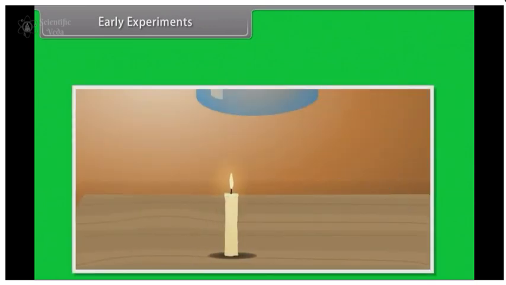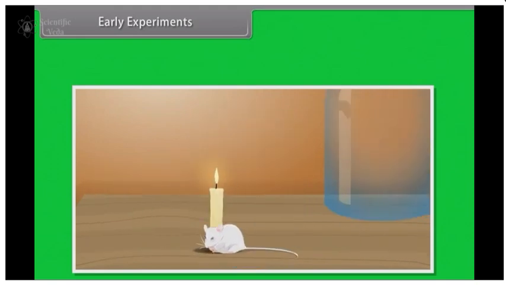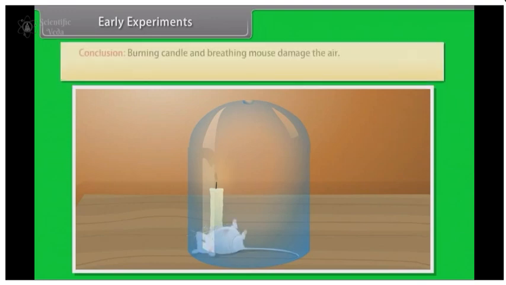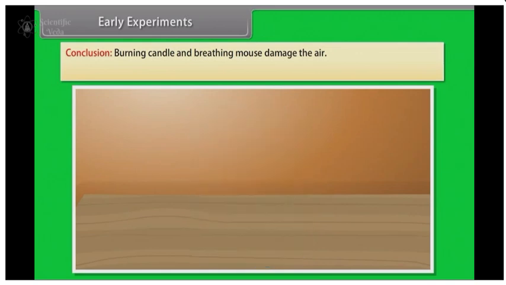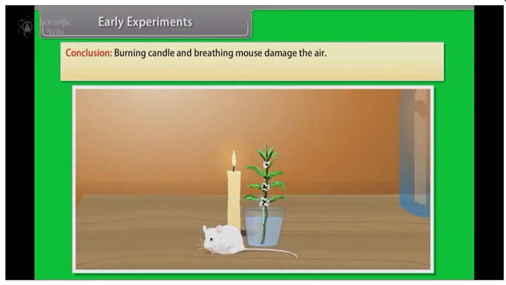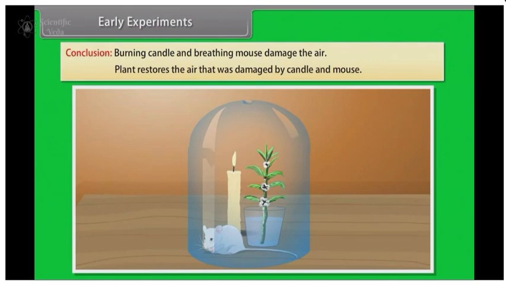Early experiments. Priestley experiment. First he placed a candle in a closed jar and it got extinguished. After that he placed a mouse in the bell jar and the mouse also got suffocated. He concluded that burning candle and breathing mouse damage the air. Now he placed a mint plant in the closed jar and it was observed that both mouse and candle survive very well. He concluded that plants restore the air that was damaged by candle and mouse.